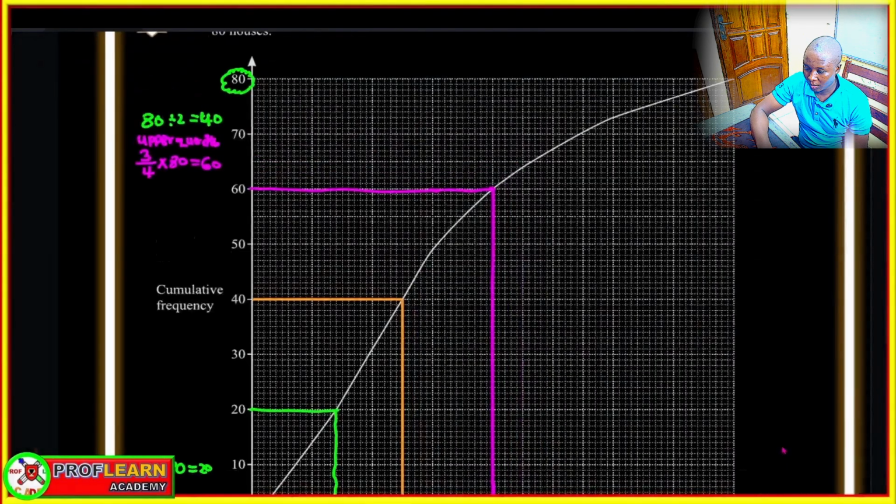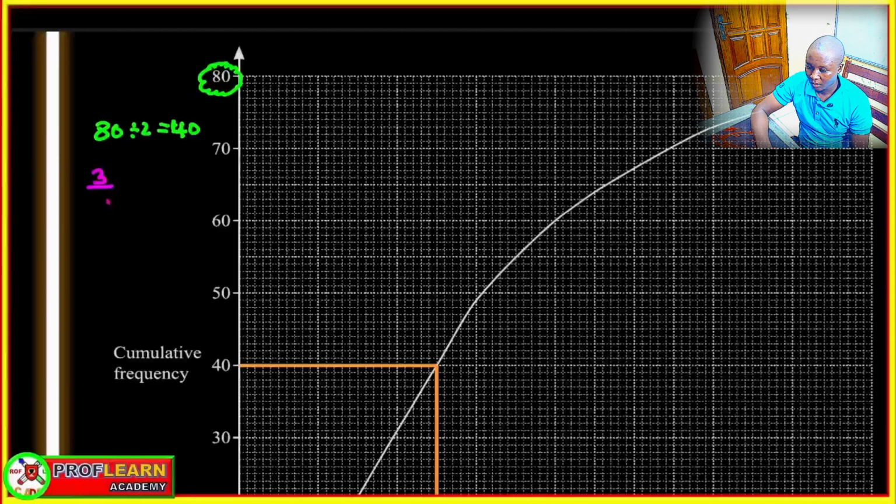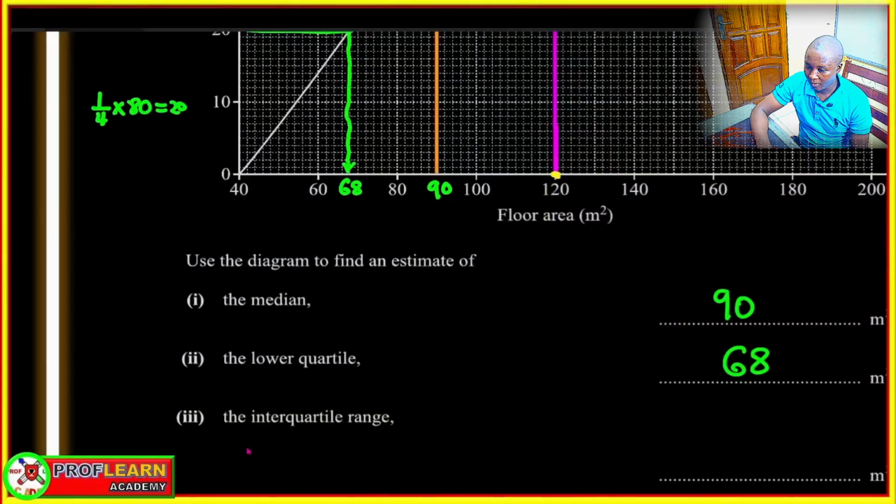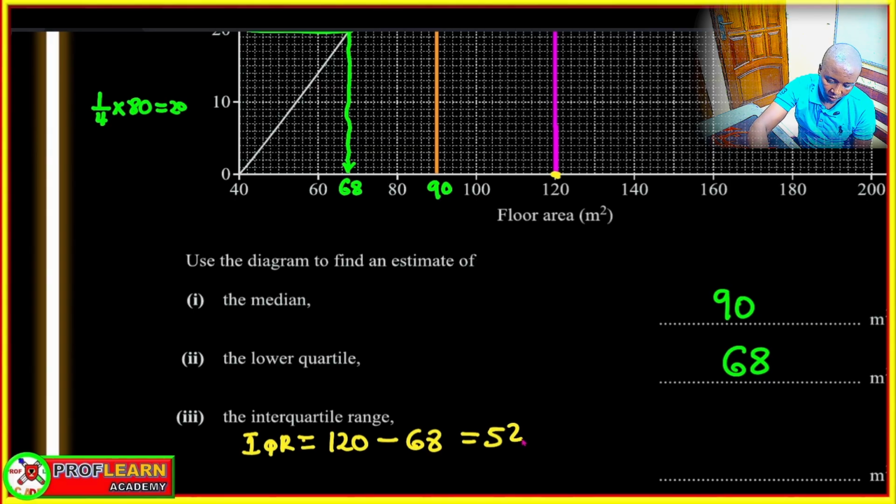You can say this is going to be interquartile range, like this. If you work it out, you're going to get your answer being 52. So that we can move to the next part.